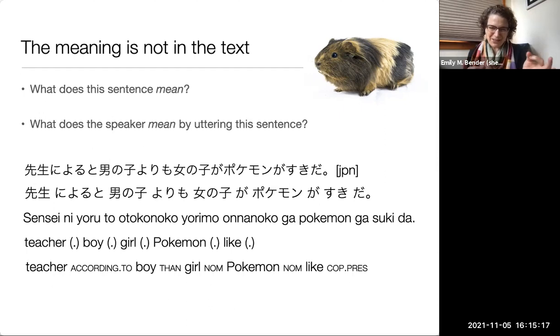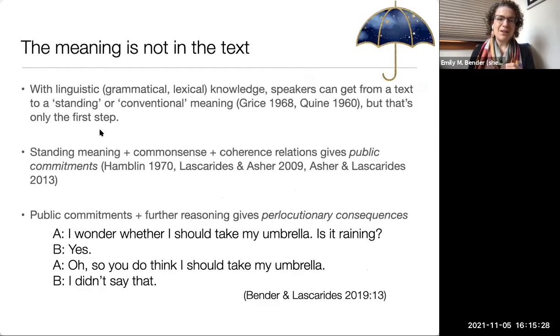So the big picture here is that in order to get to that much meaning, in order to get to the standing meaning of the sentence, you need to know the linguistic system that the sentence belongs to. But there's more to it than that, right? So with that linguistic and grammatical and lexical knowledge, speakers can get from a text to a standing or conventional meaning, to use the words of Grice and Quine, but that's only the first step.